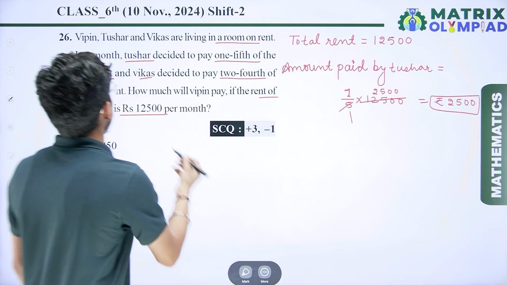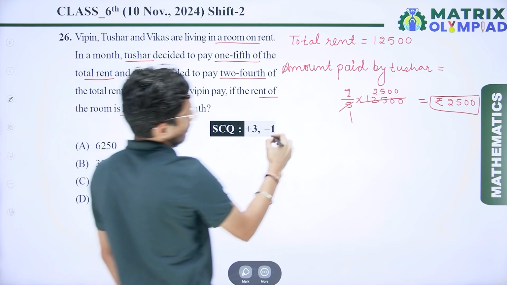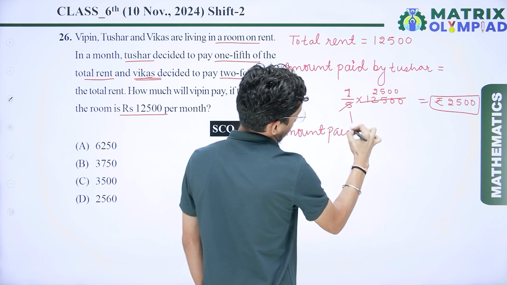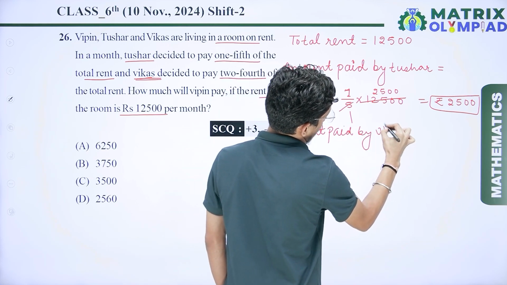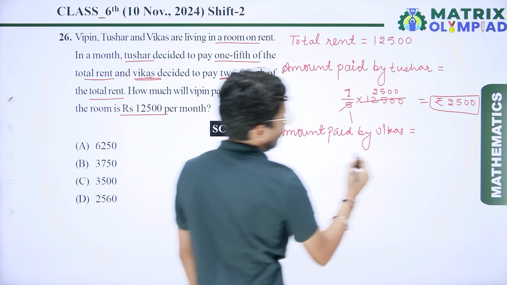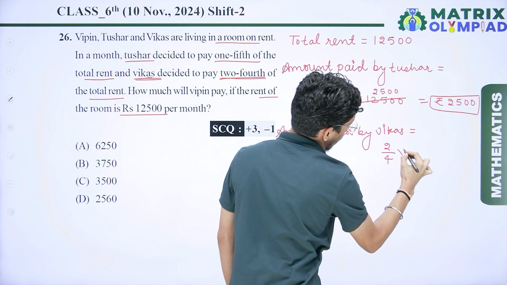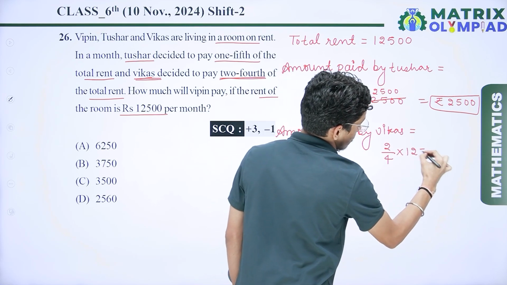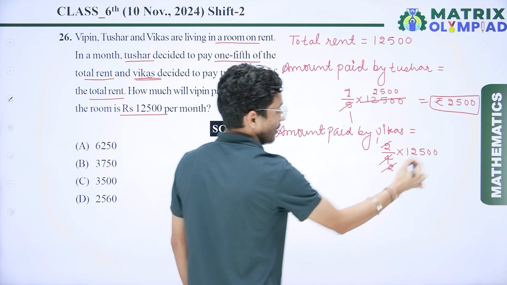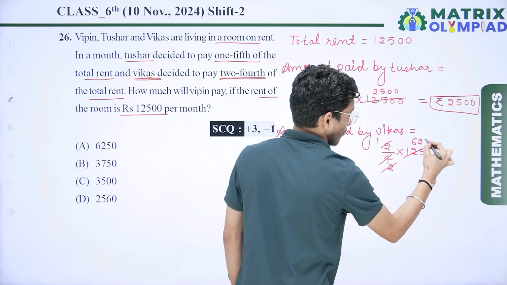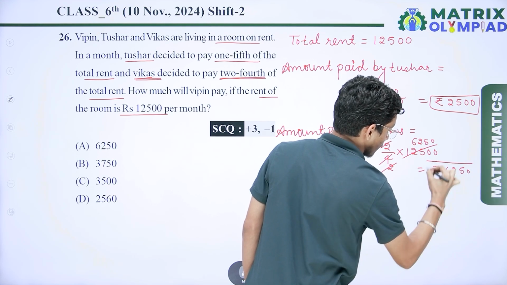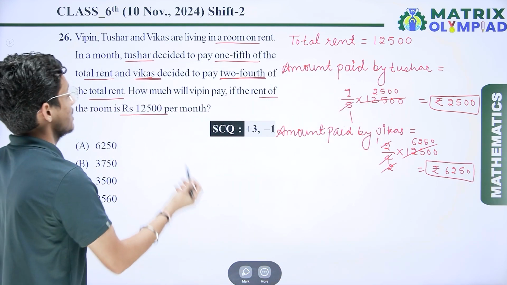Now if I talk about Vikas, the amount paid by Vikas is 2/4 of the total rent. 2/4 of the total rent, and here we have the total rent, that is 12,500. So 2 1s are 2, 2 2s are 4. If I cut here, I get the answer: 6 2s are 12, that is rupees 6,250. Now the remaining amount is paid by Vipin.